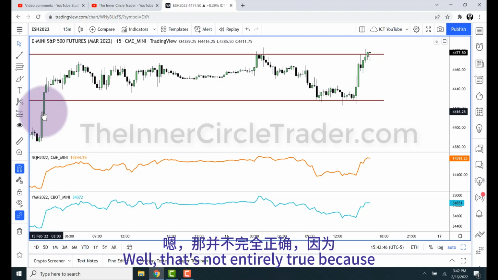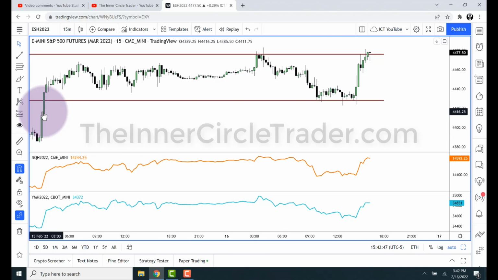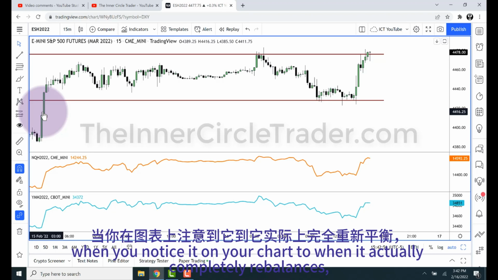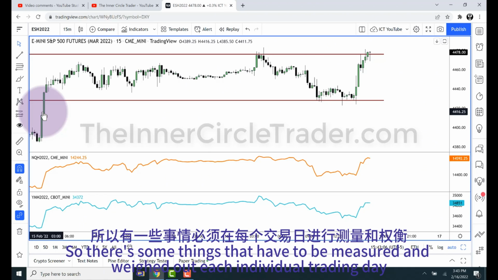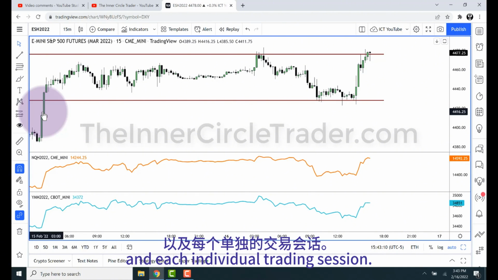Well, that's not entirely true, because your time frame, or let me say it differently, the duration from when you notice it on your chart to when it actually completely rebalances, that's an unknown factor. You're not going to know that. I don't know that. So there are some things that have to be measured and weighed out each individual trading day and each individual trading session.